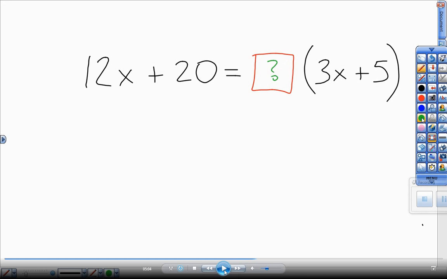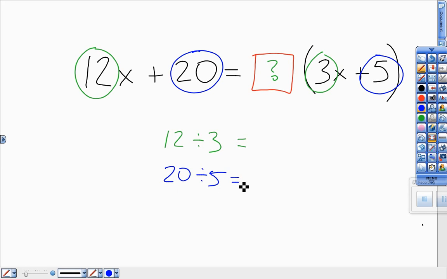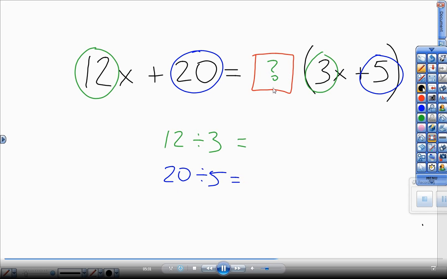So again, for this one, there's only one number that I could put right here that would times by this 3x and then times by this 5 to get me 12x plus 20. To find that number, I'm going to have you look at a couple of these coefficients, then I'll have you look at these constants. So I'm going to have you take that 12 and that 3 and divide them. And then I'm also going to have you compare this 20 and this 5 and divide those two. And the number that you get should be exactly the same, should be what number would go inside there.